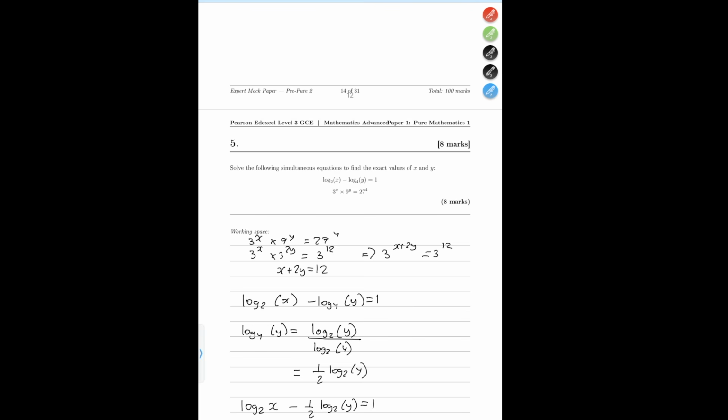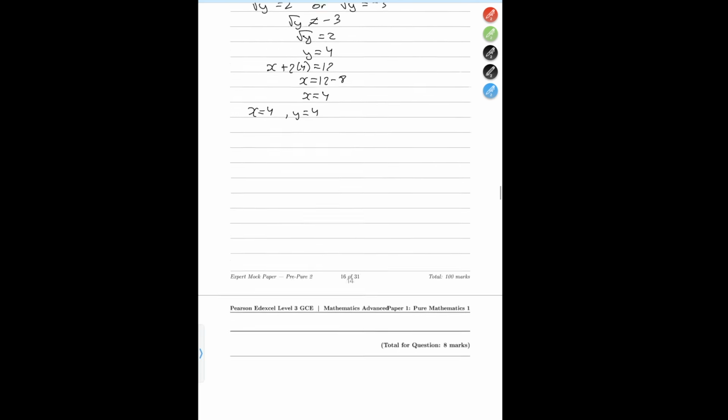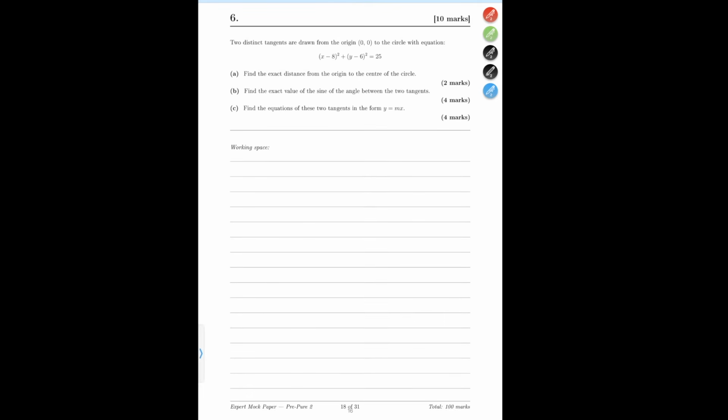I believe we're roughly halfway through the paper. So let's move on to question 6 now. Okay, so let's continue with question 6. Part A, so we've got a circle here with center 8, 6 and radius of 5. So I'm quickly just going to sketch it. I always like to sketch circles here. So 8, 6, radius of 5. I do know that this isn't going to go towards the origin, and we're pretty much calculating that in part A.